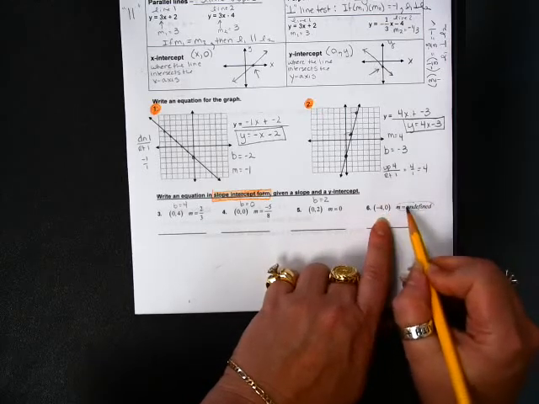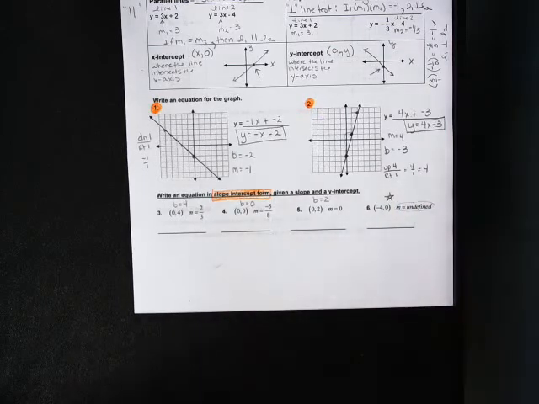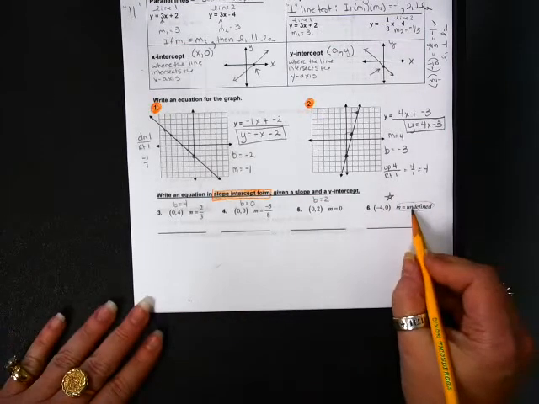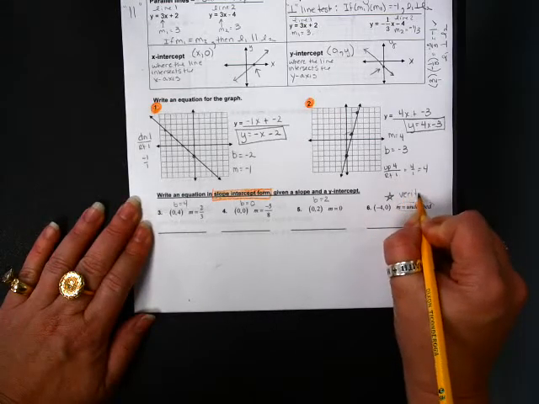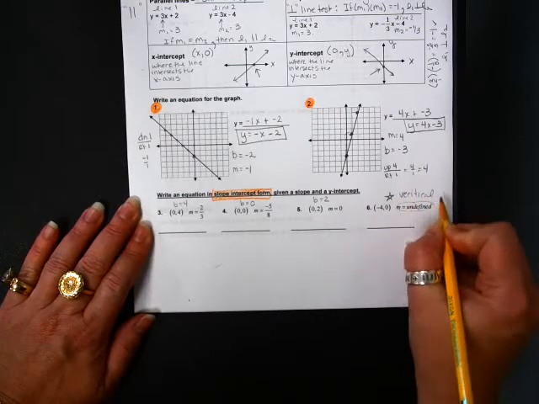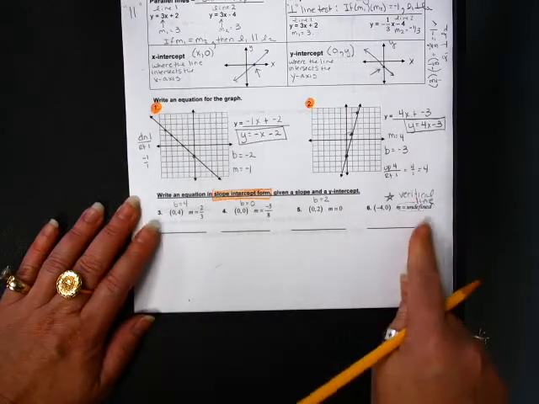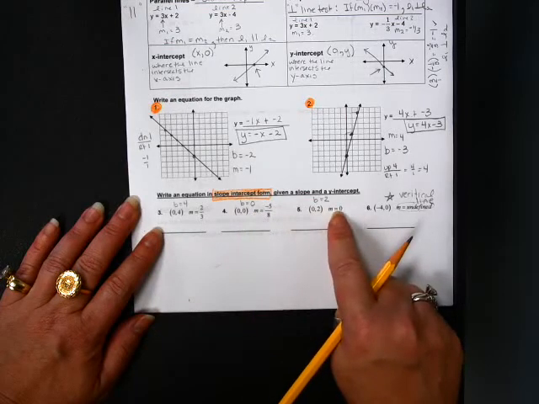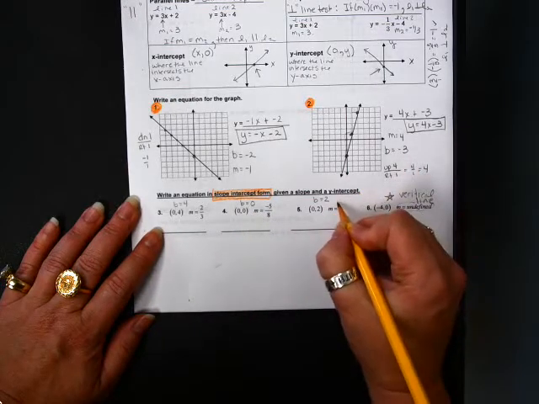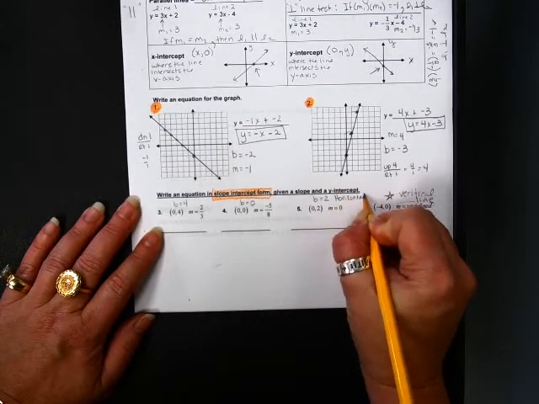So we're going to have to make this one a special case. So we'll just put a little star by that one. Because remember, undefined, that's going to be a vertical line. And you may recall from our previous notes that when you have the slope that's 0, like this one, that's going to be a horizontal line.